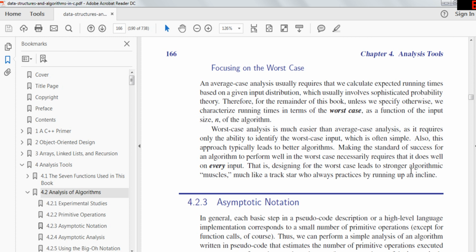That is, designing for the worst case leads to stronger algorithm muscles, much like a track star who always practices by running up an incline.